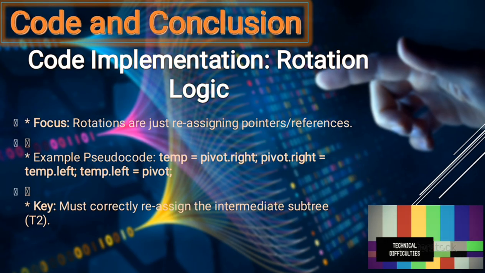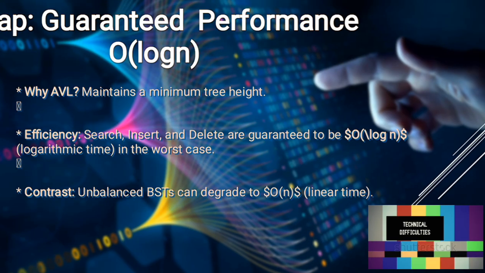Let's see the code and conclusion. Code implementation, rotation logic. Understanding the theory is one thing, but how does this look in code? At its heart, a rotation is just a few pointer or reference assignments. The key is to correctly reassign the parent, child, and any intermediate subtrees, like the subtrees in our examples, to maintain the BST properties.